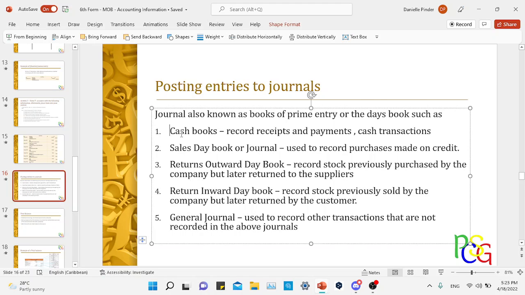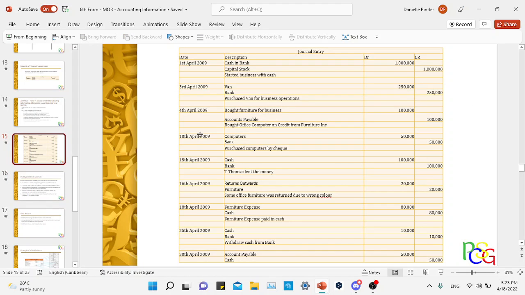So it says here that the cash book records receipts or payments and cash transactions in general. So we would put only the cash transactions that we have made into the cash book. Can you tell me all of the cash transactions that were taking place in this same example? Cash and bank is included, right? Yes.